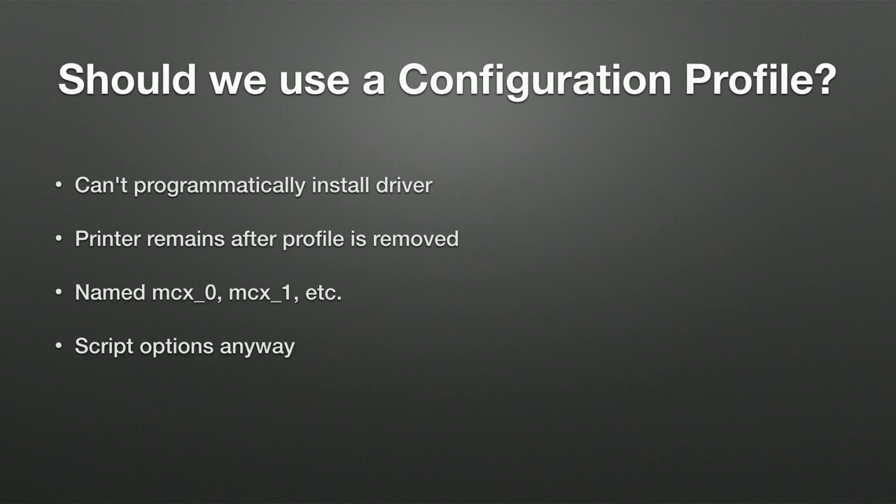So for me, this is the big thing. You can't easily set up the printer options with a profile. So most people end up scripting that anyway. So for example, if you're already writing a script to disable the printer sharing, why not just add the printer in the same script?